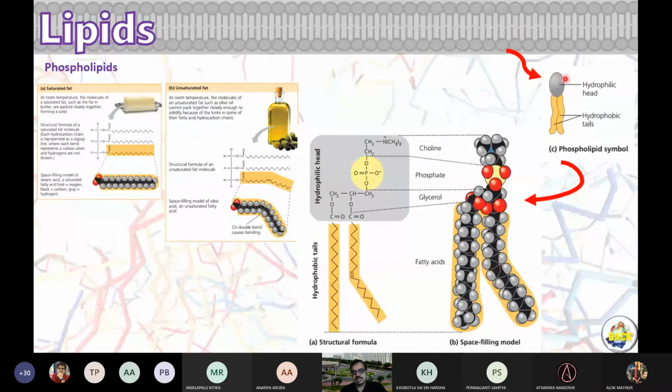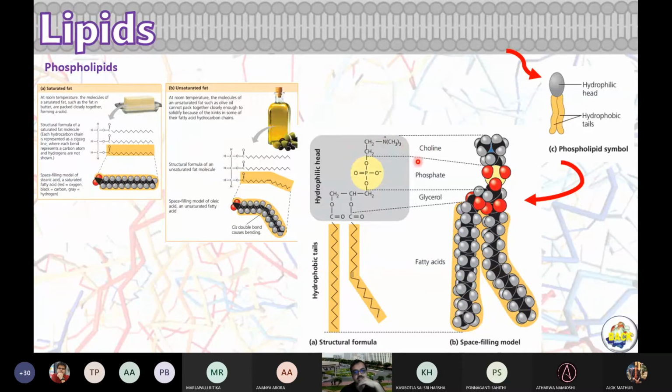How do you represent a lipid bilayer? This is the hydrophilic head, and there are two tails. Actually, what are these two tails? The two tails are the fatty acids, and there is this glycerol here. But the third carbon atom of the glycerol is now connected to a phosphate group, and the phosphate group in turn is connected to a choline group.